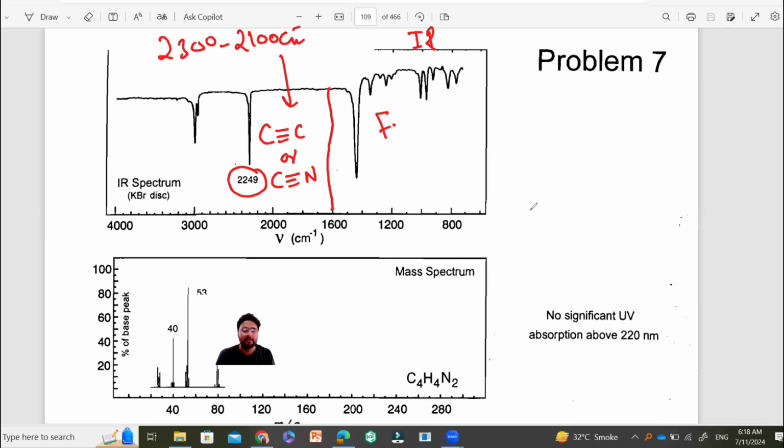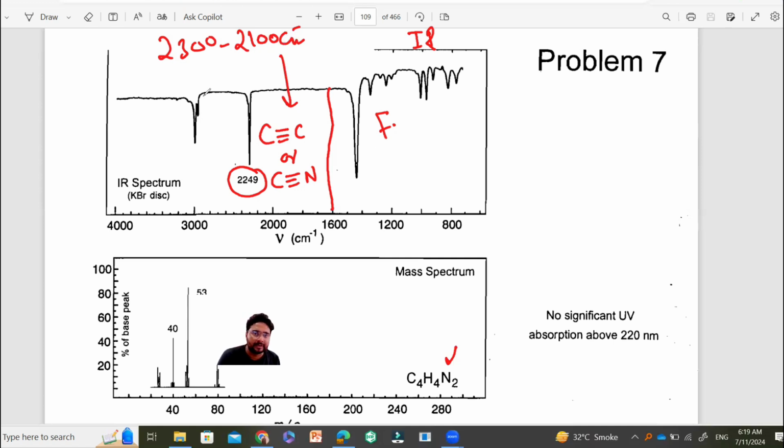So from the IR, we find that this compound might contain a carbon-carbon triple bond or a carbon-nitrogen triple bond. As nitrogen is present, it might be a carbon-nitrogen triple bond. We will sort it out soon. The possibility of benzene is ruled out because the degree of unsaturation is 4 and the compound contains a triple bond, so benzene is ruled out completely.